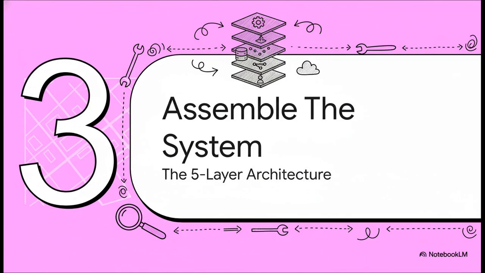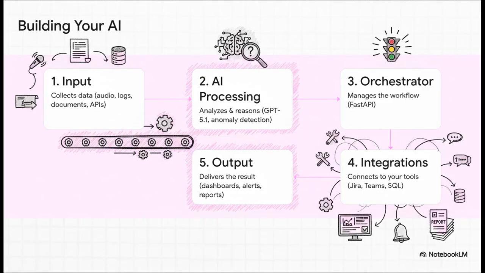Okay, we've got our map, we've got our tools. Now it's time to actually assemble the system. And for that, we're going to use a really clear 5-layer architecture. Think of this as the technical blueprint that brings everything together. Just picture it like an assembly line, right? Layer 1 is all about collecting the raw data, audio, logs, whatever you've got.